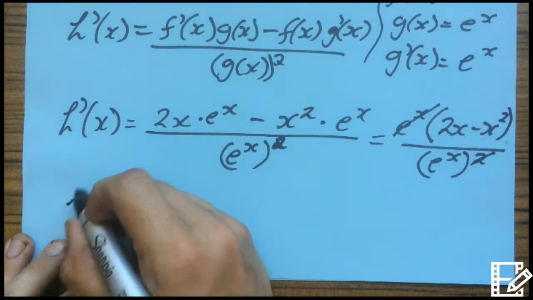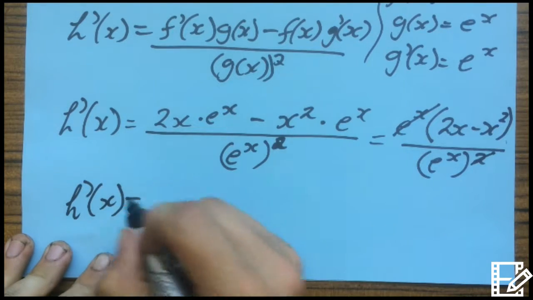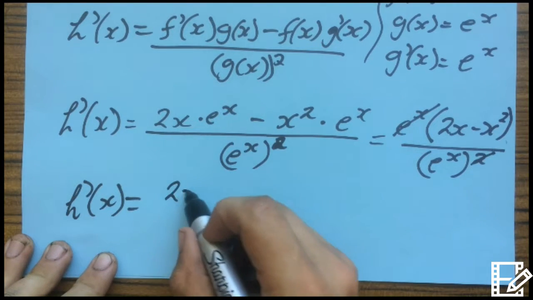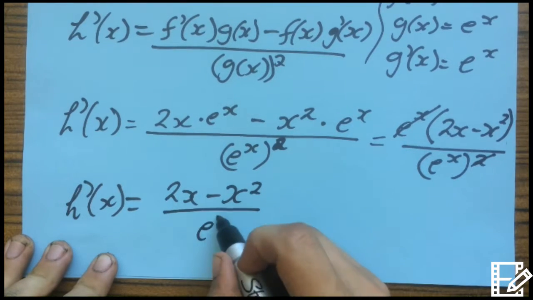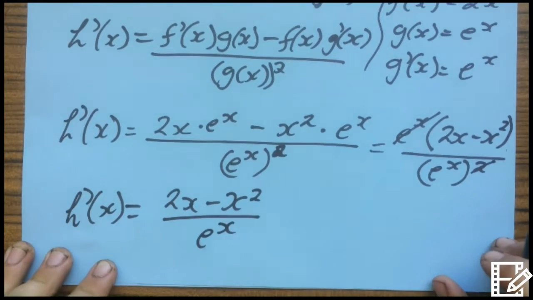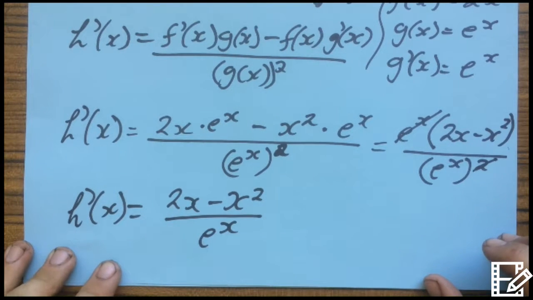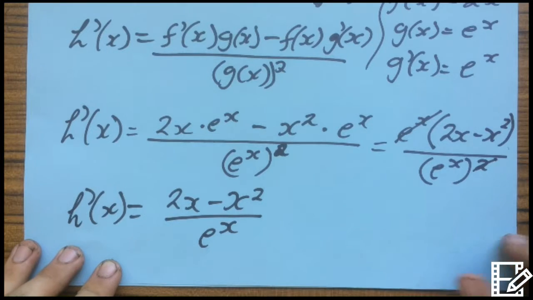So what we're left with is (2x - x squared) over e^x. Makes it look a lot neater, and it simplifies it.